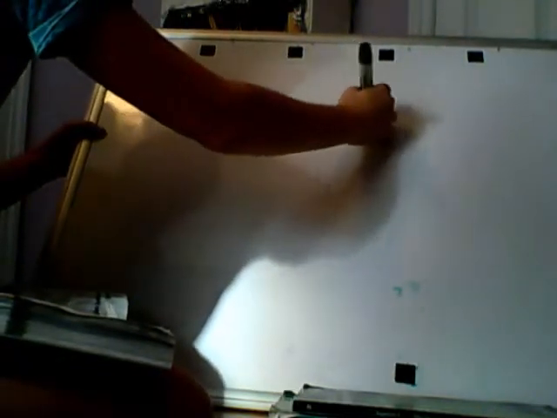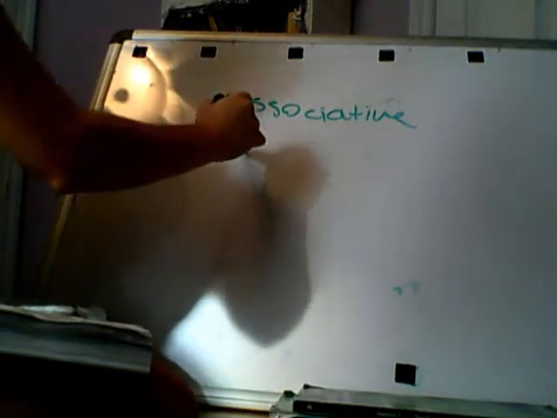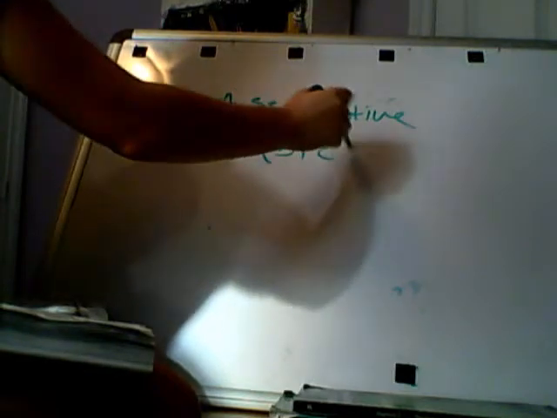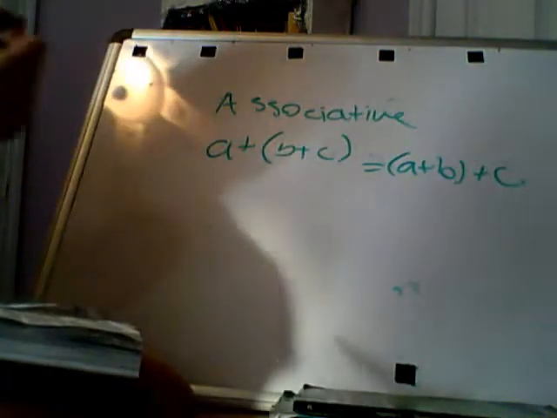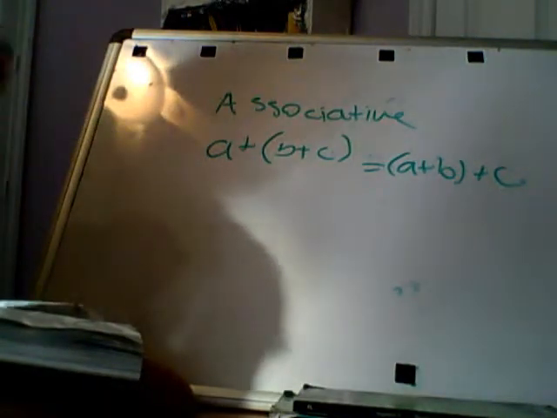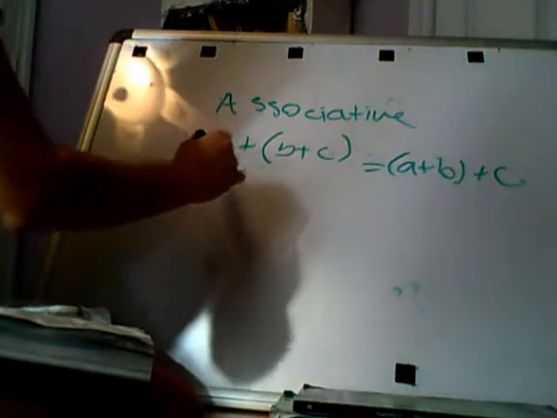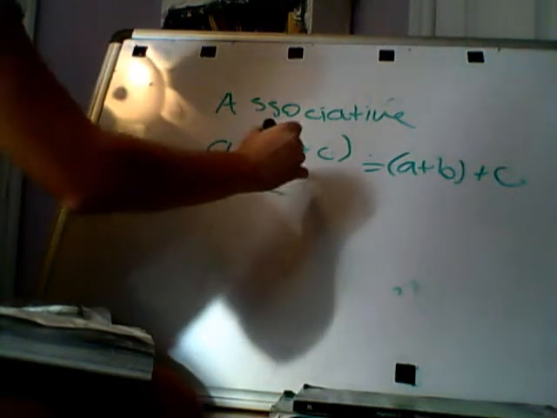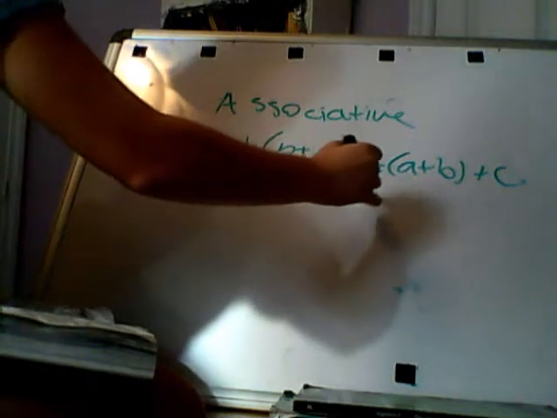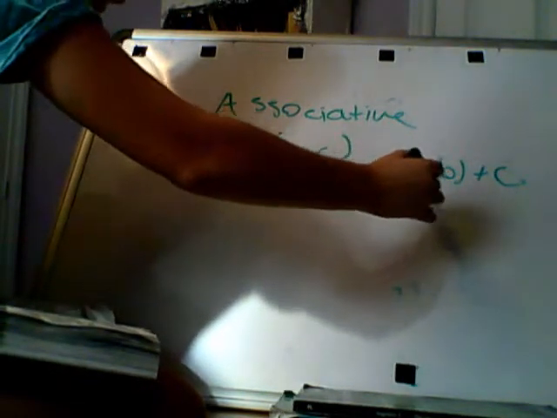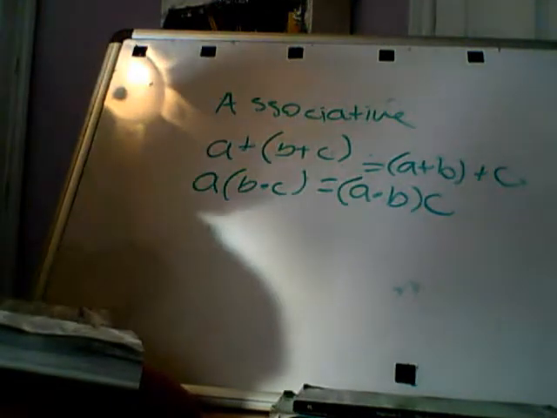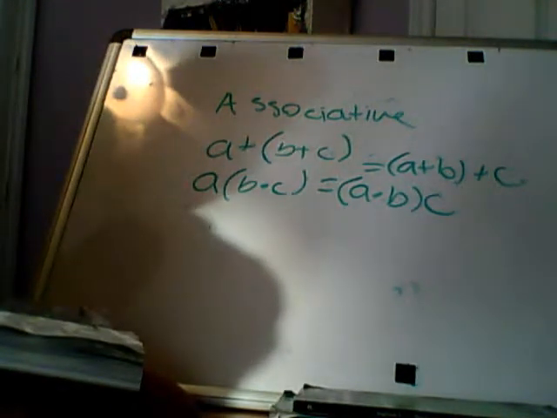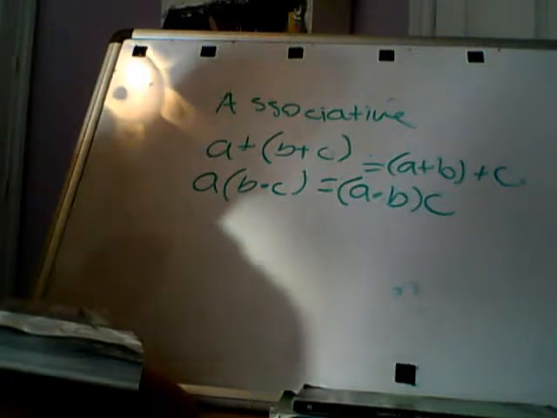Next on the list, we have the associative property. And the associative property says that (A plus B) plus C equals A plus (B plus C). And it also works for multiplication, so (A times B) times C equals A times (B times C). And what this says is when you're adding or multiplying, the way the terms are grouped makes no difference.